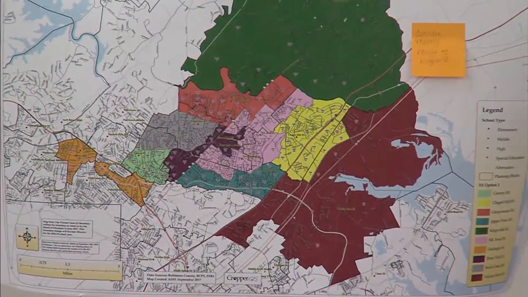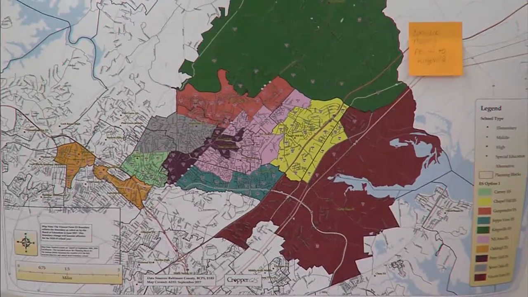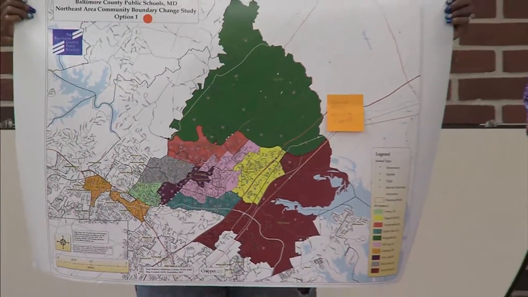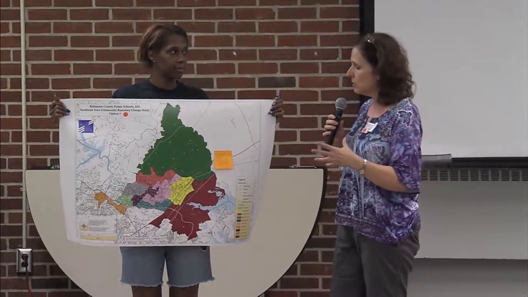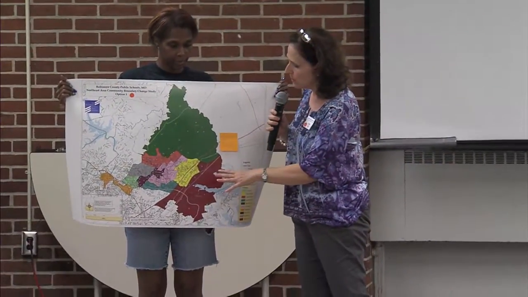We'd like to look a little bit more closely at those specific neighborhoods and maybe the diversity in those neighborhoods and how that is going to affect Perry Hall Elementary, just to make sure. But we like this map. We felt like it was a little bit more equitable.